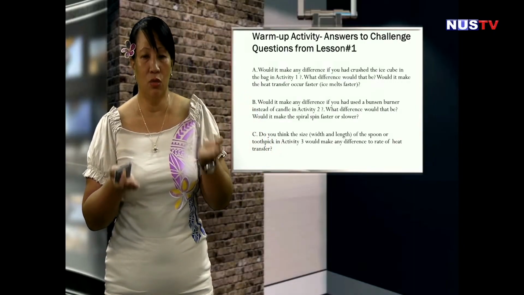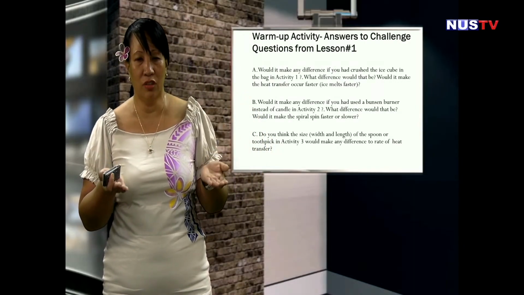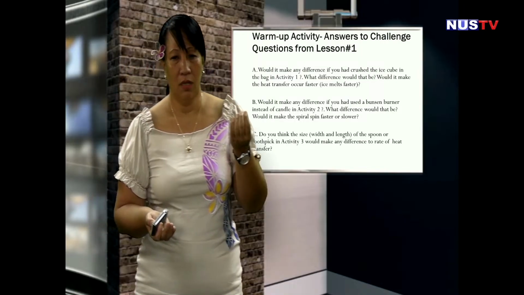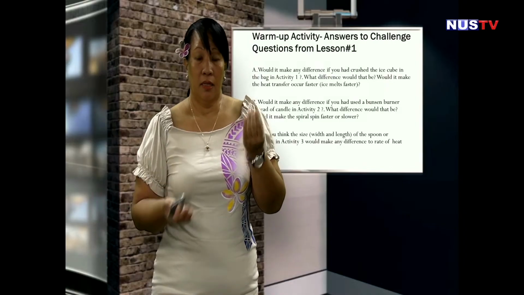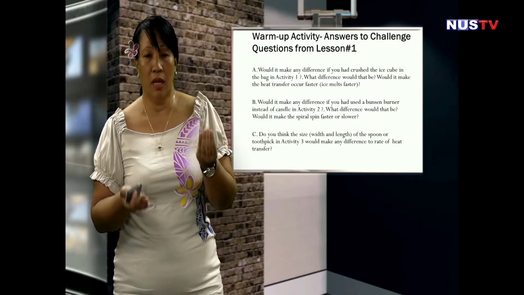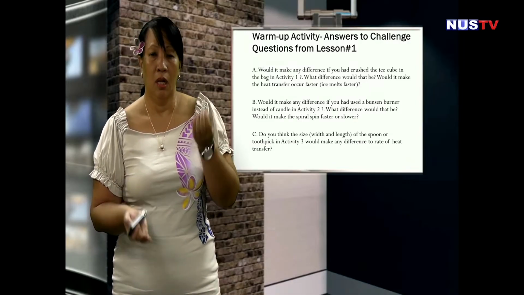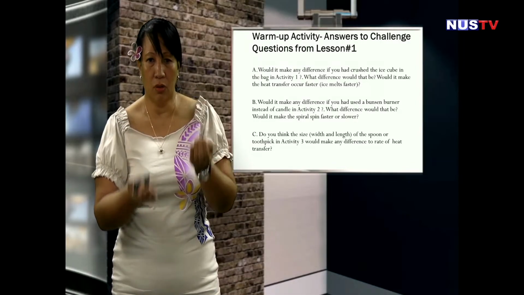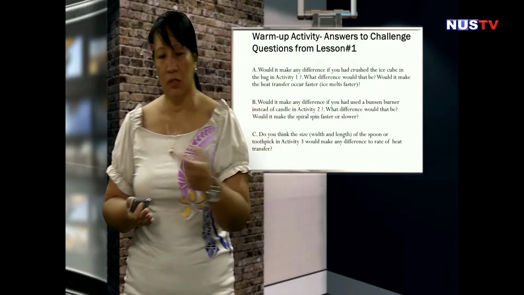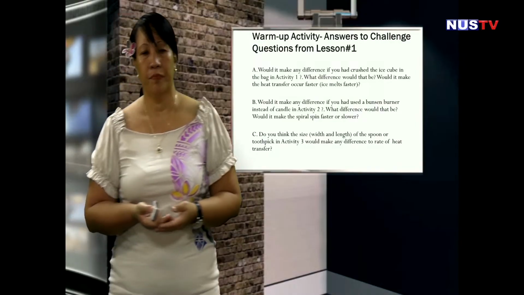Remember activity 2 from last lesson was convection, right? Hot air rises, cold air goes down. So the greater the amount of heat from the heat source, the faster this process goes, and therefore the spiral was spinning much faster compared to the candle.